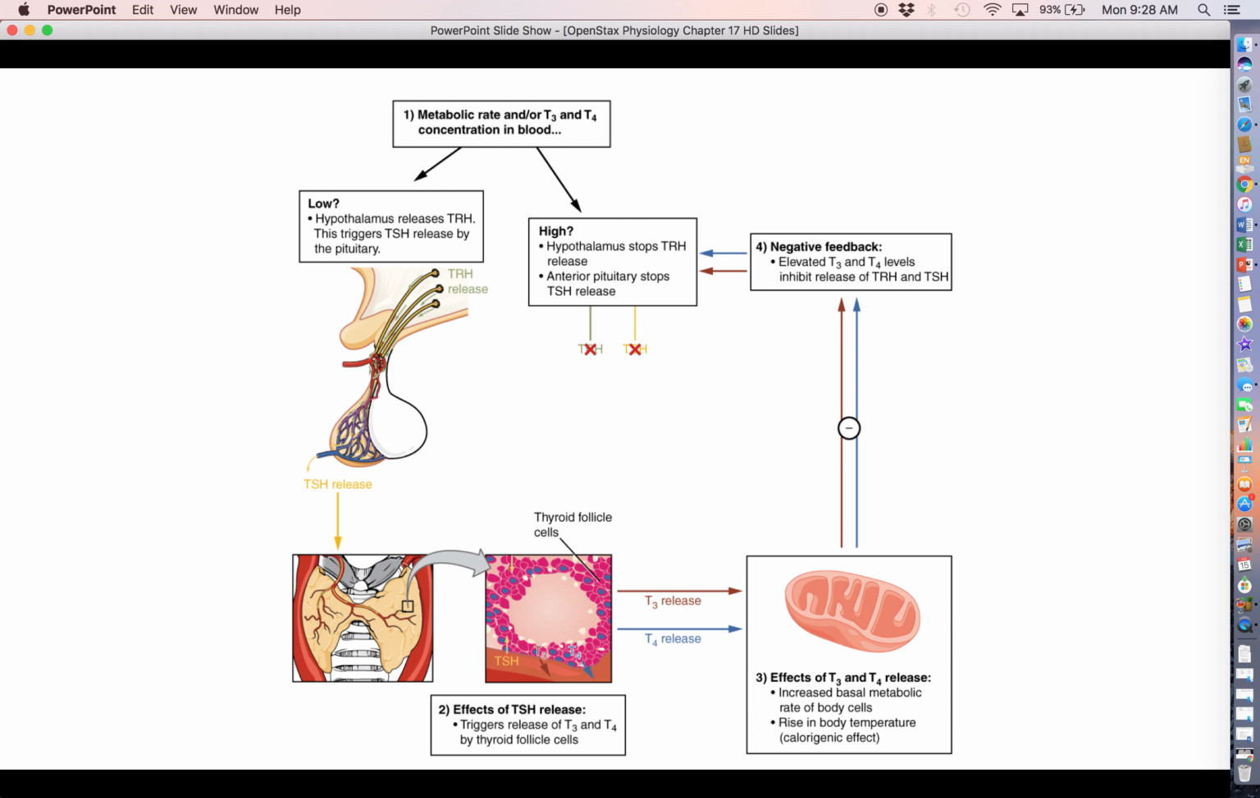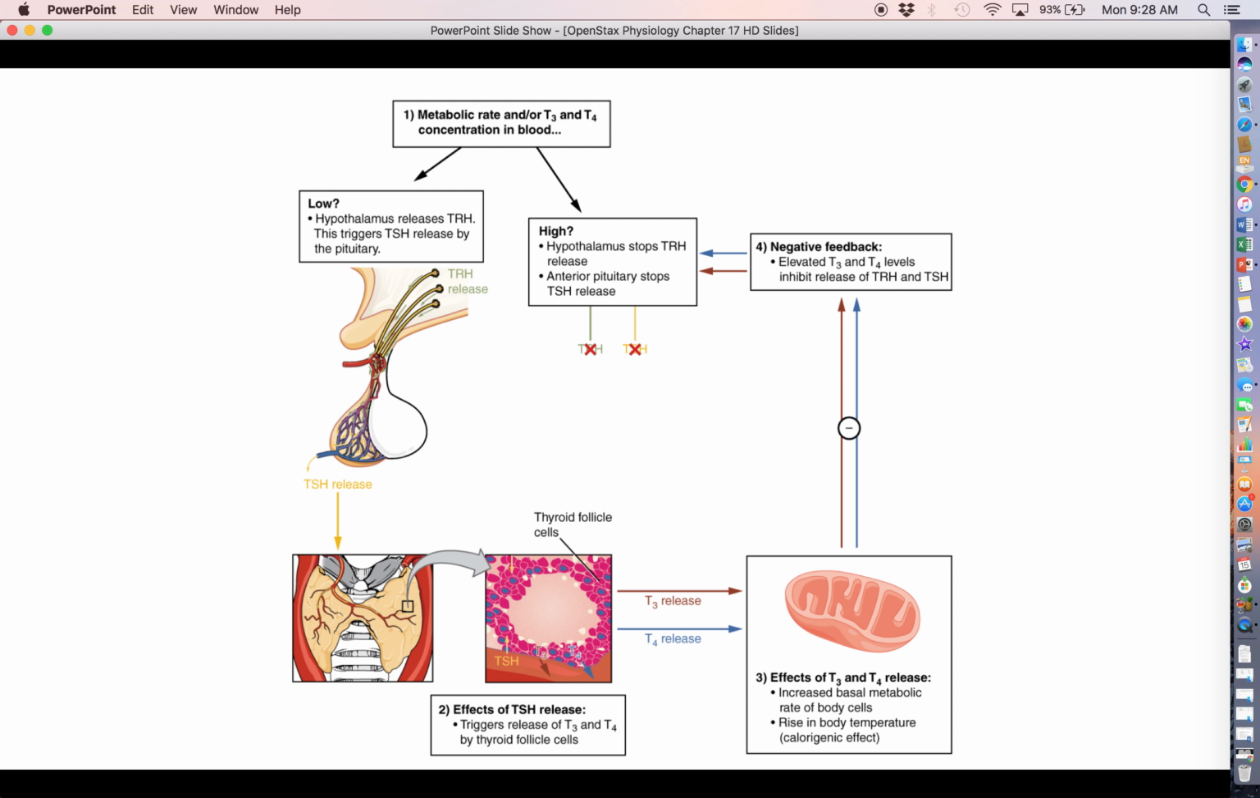So the next question becomes, for what purpose would we want to secrete thyroid hormone? What the heck does thyroid hormone do? Well, we'll get a little bit of better context for this in a few slides when we discuss what happens when you have too much or too little, hyperthyroidism and hypothyroidism.